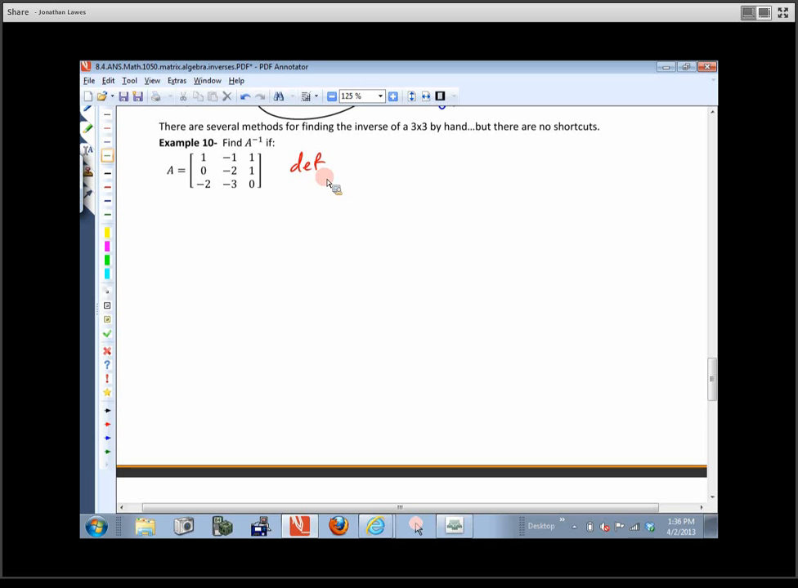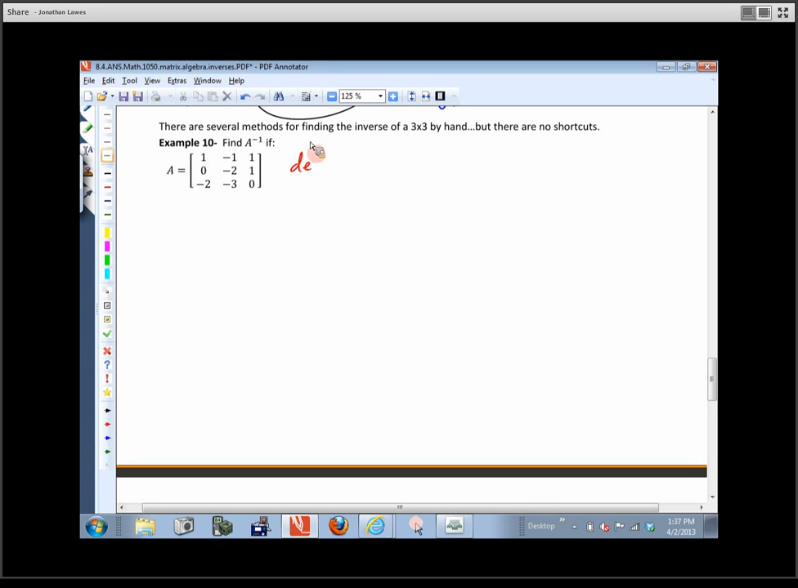I'm going to pick a row or a column that's going to make this pretty easy. I'm going to do the last column, because it has a couple of 1s. They're both positive, and it has a 0 in it. Now, does it make any difference? Doesn't make any difference. It's completely personal preference. As long as you do it correctly and get it right, there's no problem.